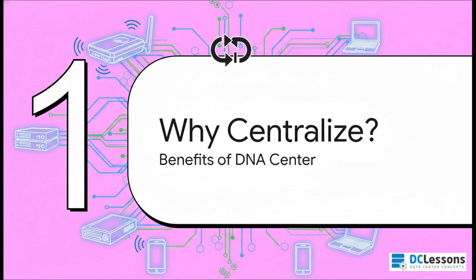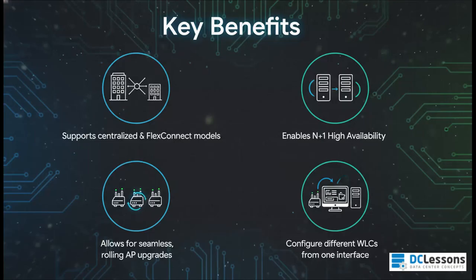What is the real payoff for bringing your existing wireless gear into DNA Center? Let's dig into the key benefits. Look, you're not just getting a new dashboard here. You are unlocking fundamentally better ways to run your network. It works whether you're using a centralized model or a Flex Connect model for your branches. You can finally implement things like N+1 high availability or do rolling AP upgrades without causing a massive outage.